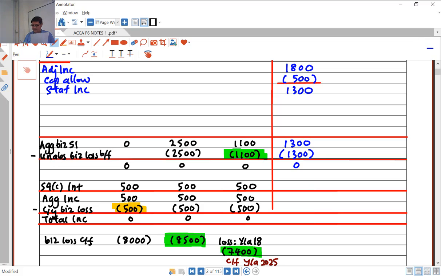So 0. Sorry, I forgot to put space for rental. So please forgive me, I swapped a bit. I put the interest up there. Interest 500, rental 175. So the aggregate income is 2250. Now, no current year loss, so total is 2250.